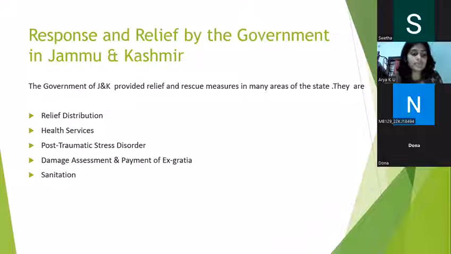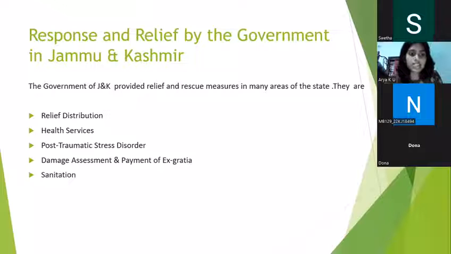Next is post-traumatic stress disorder. It is well known that such tragedies leave imprints on the people who are affected, and the required medical assistance was given to those people. Next is damage assessment and payment of ex gratia. Many houses were destroyed and damaged due to the flood, so the required sum of amount was given to those people as compensation.